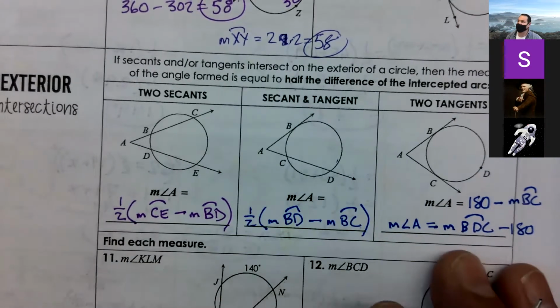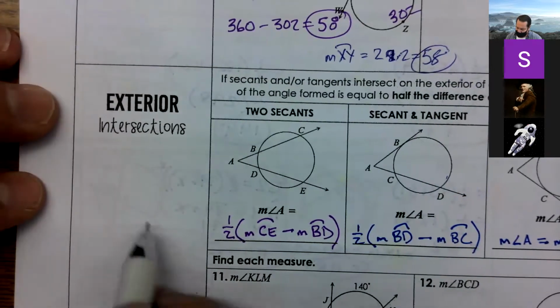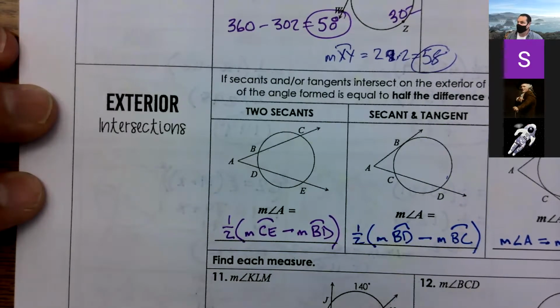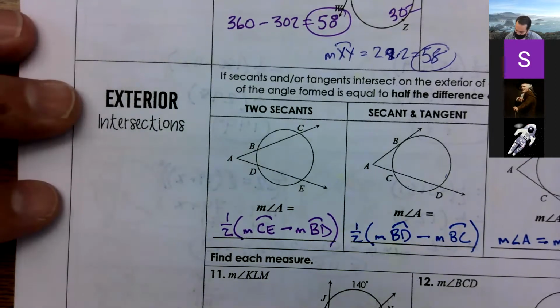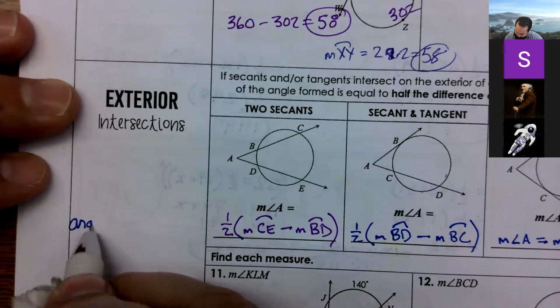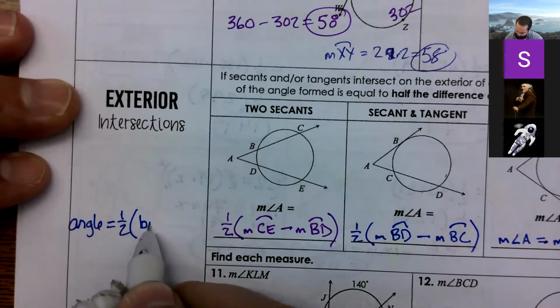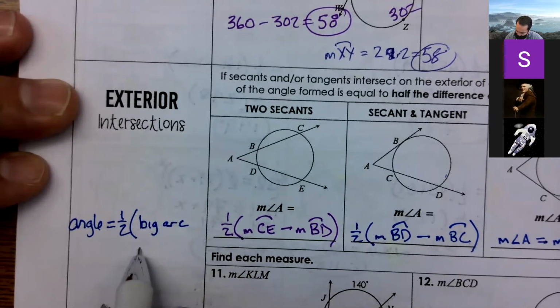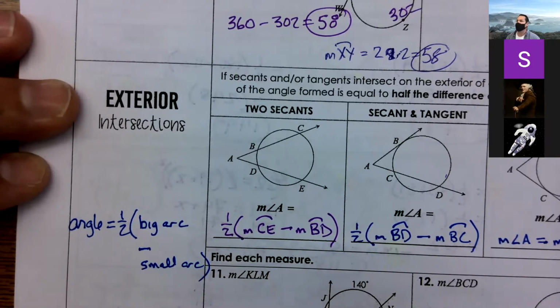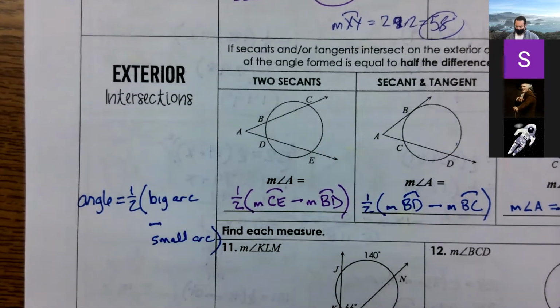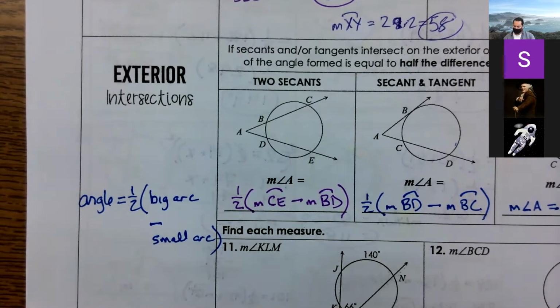And I'm going to suggest for these that we add in a little word version over here to help you with the more unraveled ones. That the angle equals 1/2 big arc minus small arc. Doesn't fit very well, sorry about that. So let's do number 11, please. Big arc minus small arc times 1/2.